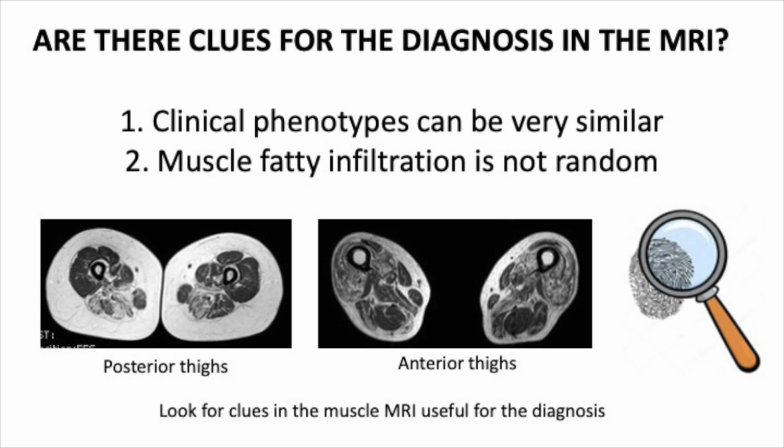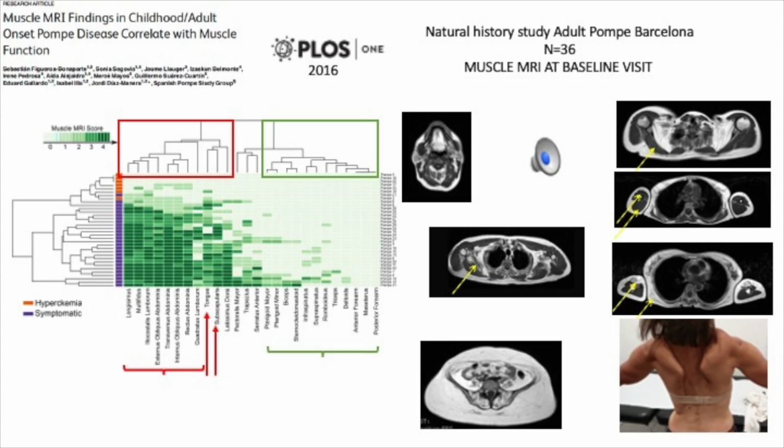And I think it is useful for you to understand that MRI is a useful tool in Pompe because it can help in the diagnosis. We know that in neuromuscular diseases, the muscles that are affected are not randomly affected. Depending on the disease you have, some muscles are affected and others are spared. Therefore, what we did was study the pattern of muscle involvement in patients with Pompe. And this was our first study that we published in 2016.